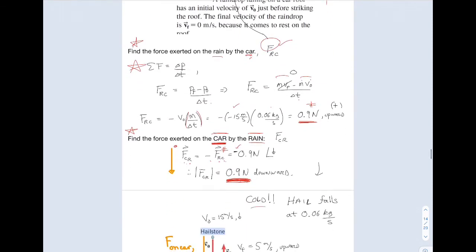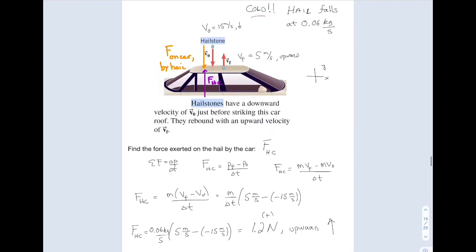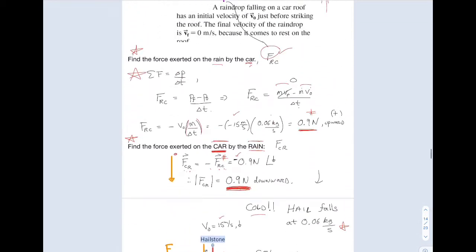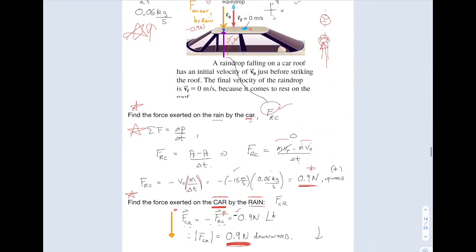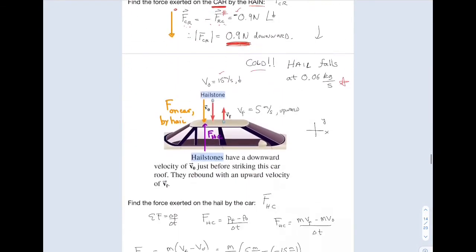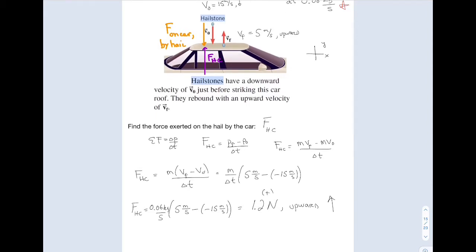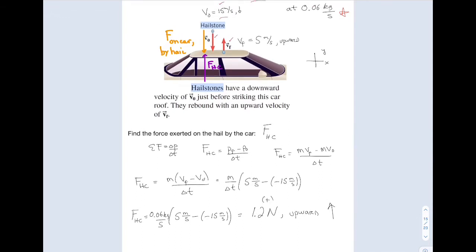Okay. Now let's say it gets cold and the rain freezes. So now you have hail falling at the same rate. Let's say the hail falls at the same speed. But the difference between what the hail does and what the rain does is the rain hits the roof and stops. The hail hits the roof and it bounces. So it comes in with a certain speed and it goes out with a certain speed. So let's say it comes in with a speed of 15, goes out with a speed of 5. I'm just making that number up.